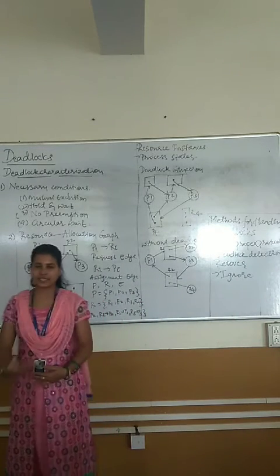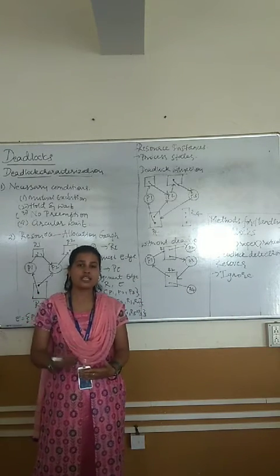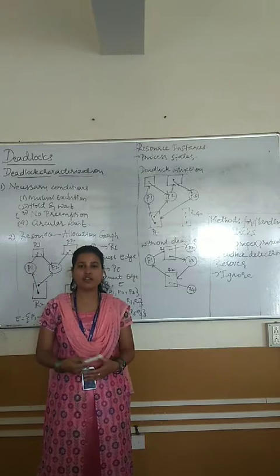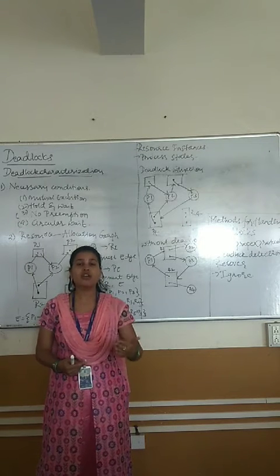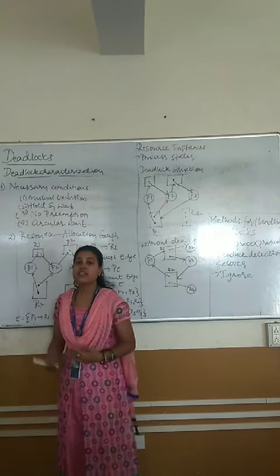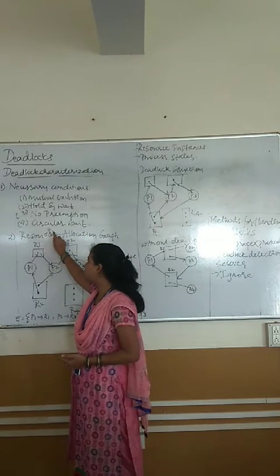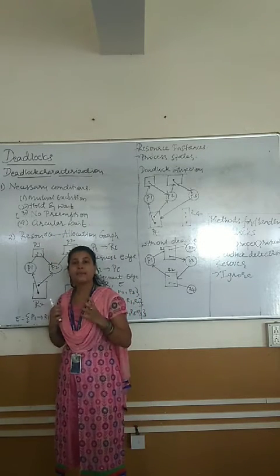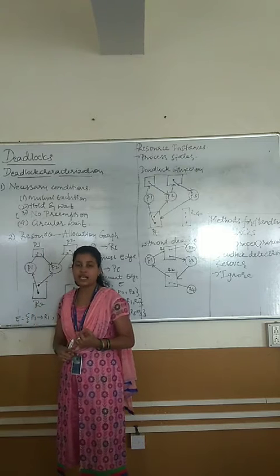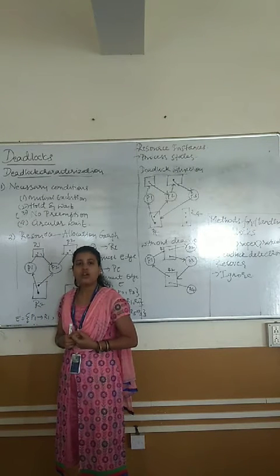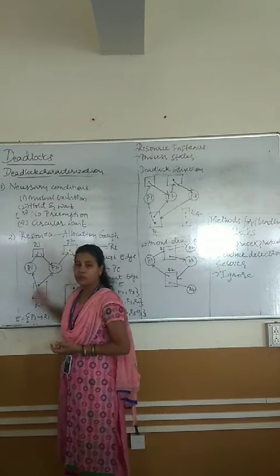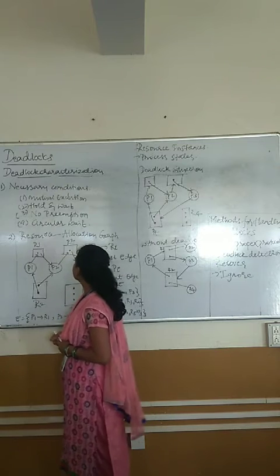Deadlock characterization means what are the necessary conditions when a deadlock will happen. There are 4 necessary conditions which should be present. All these 4 should be present, then only a deadlock is said to occur. The first one is mutual exclusion.